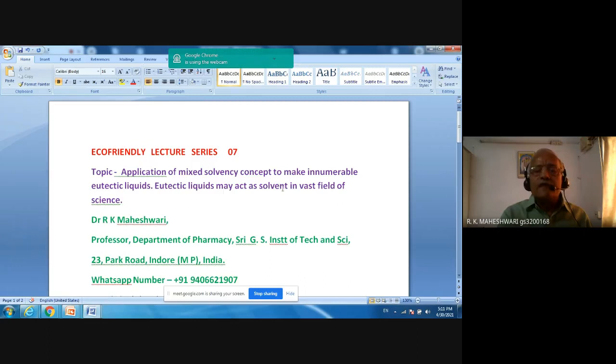Eutectic liquids may act as solvent in a vast field of science. These eutectic liquids can be used for extraction, for TLC, for UV spectrophotometric analysis, for synthesis of organic compounds, and so on and so forth. So it is very important to make a large number of eutectic liquids.